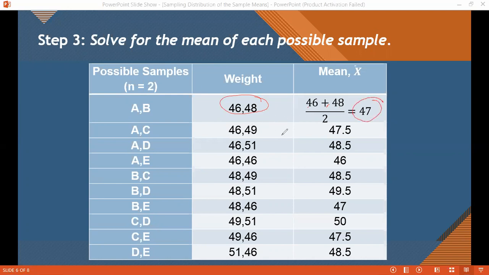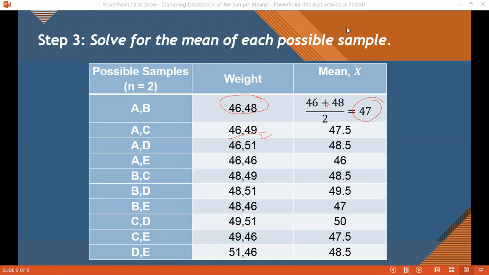Same thing, same process for the second, the third, the fourth, up to the last pairing. So 46 plus 49 divided by 2 equals 47.5. 46 plus 51 divided by 2 is 48.5. And that's it.